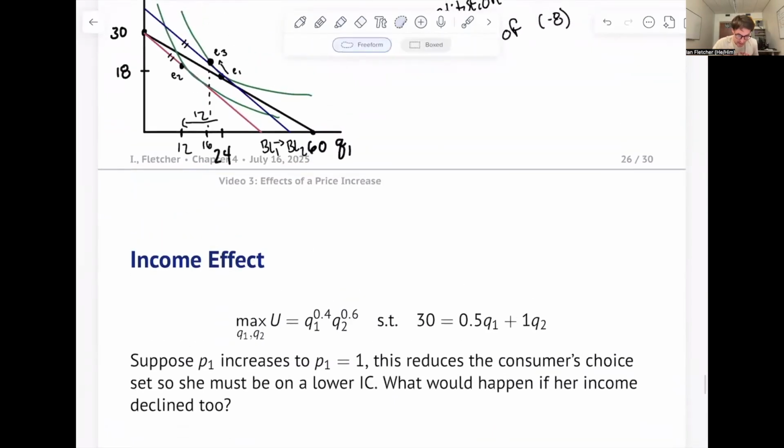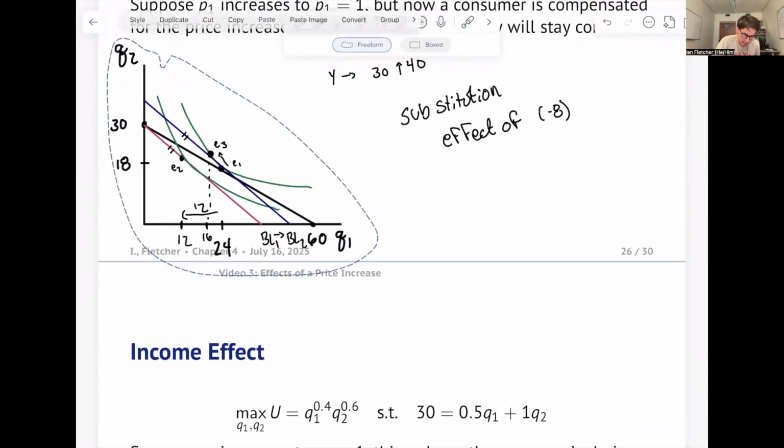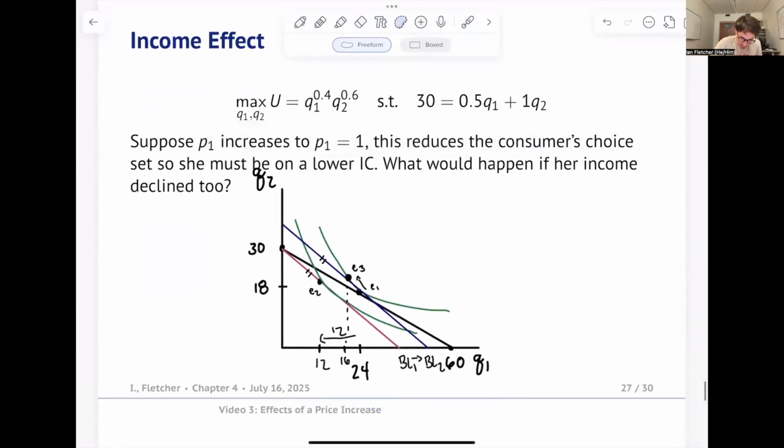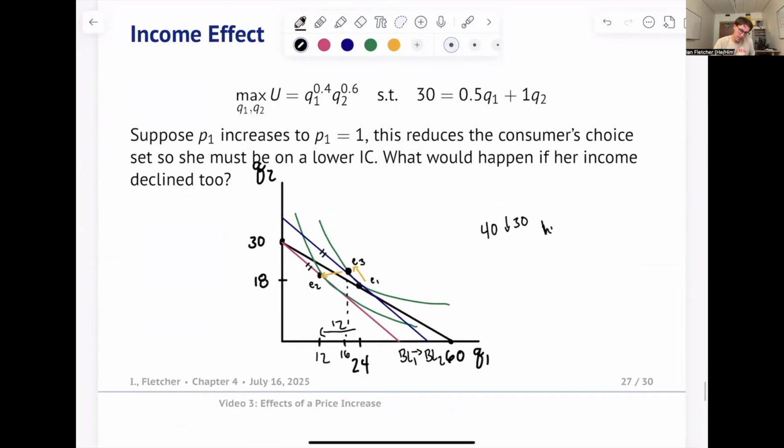So essentially, we are moving first from E1 to E3 and then E3 to E2 instead of just straight to E2 like we were doing beforehand. So again, remember our income has to come back down. So 40 is going to decrease back to 30. We're going to hold prices constant.